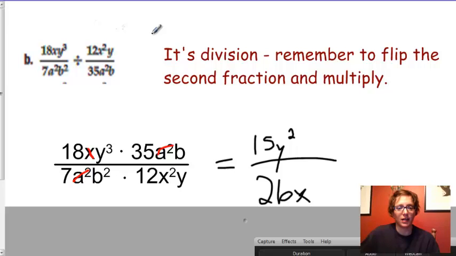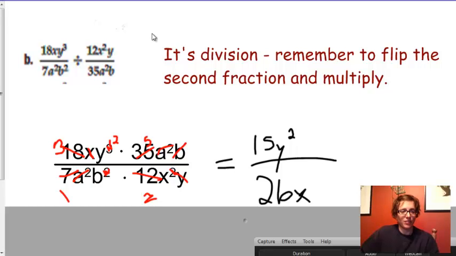1x up here, and I can cross off the square here. Got a y, I can cross off the cube and make it a square. Now with the numbers, 18 can be divided by 6 3 times. 12 can be divided by 6 twice. 7 can be divided by 7 once. 35 can be divided by 7 5 times. Oops, and I missed a b. Here's one b. Cross off that square. Leave me one b on the bottom. Multiply straight across. There's my answer.